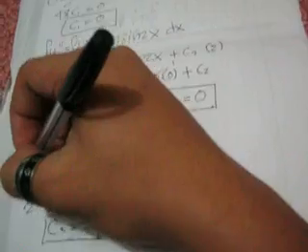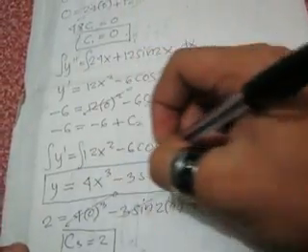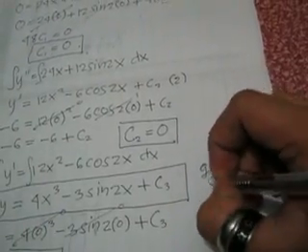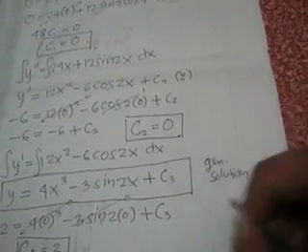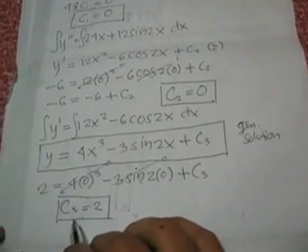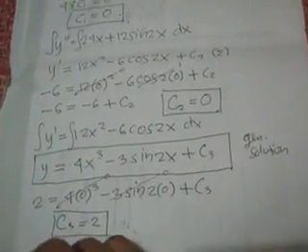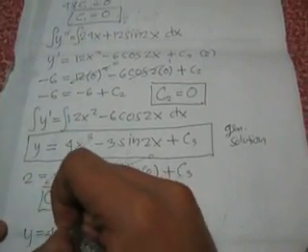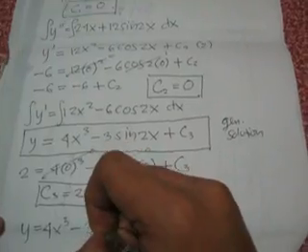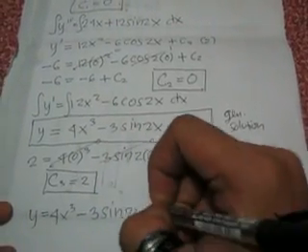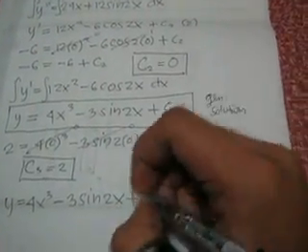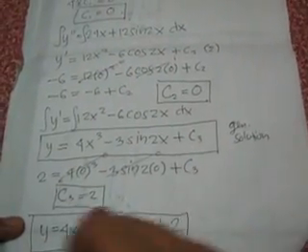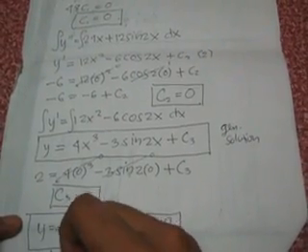This equation here is what we call the general solution. Then substituting the value of c3 to this equation, it gives y is equal to 4x cubed minus 3 sine 2x plus the constant 2. This now will be called our particular solution.